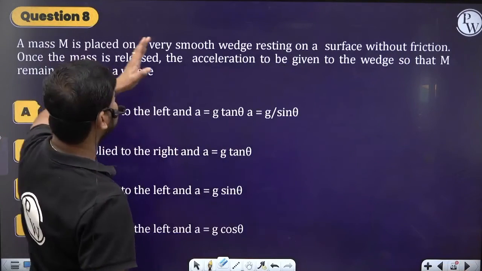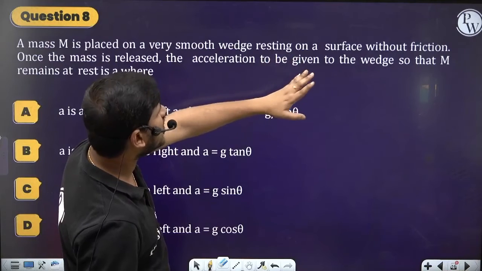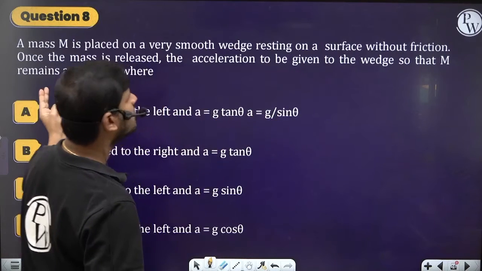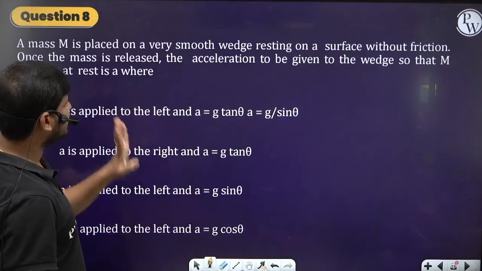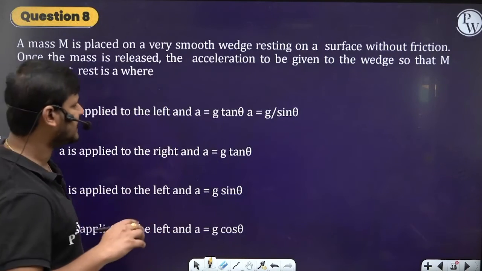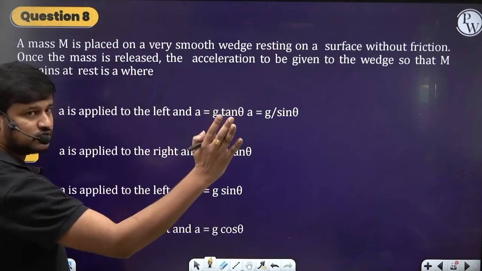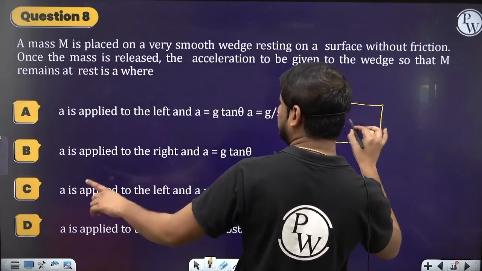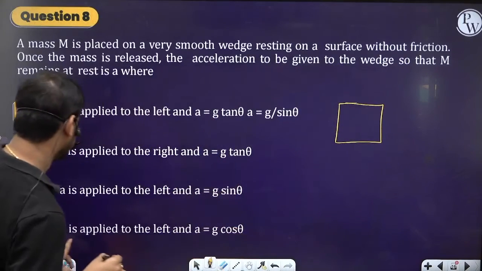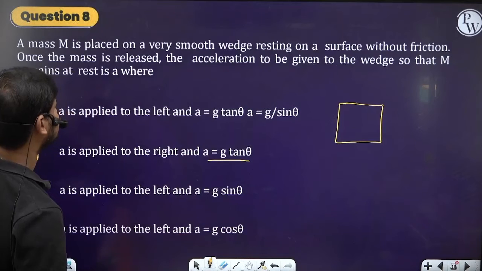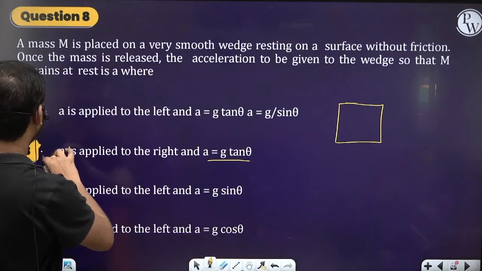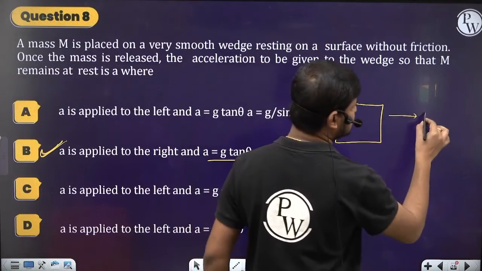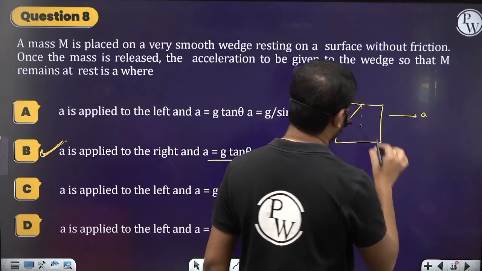A mass m is placed on a very smooth wedge resting on a smooth surface without friction. Once the mass is released, what acceleration is to be given to the wedge so that m remains at rest? So the acceleration should be a is equal to g tan theta, right? The acceleration is to be applied to the right, a is equal to g tan theta. That is option B. Acceleration is applied to the right, yes or no? So that it will be tilted to the left, yes or no?